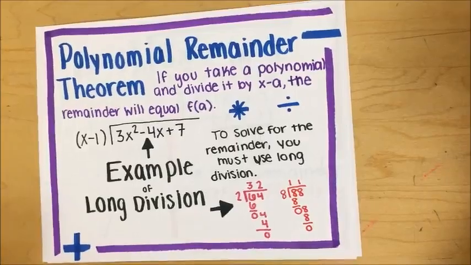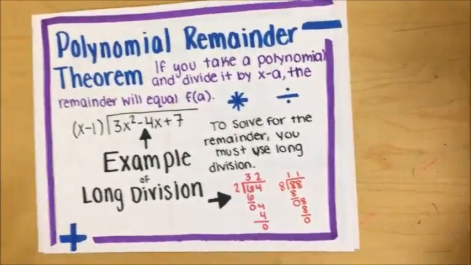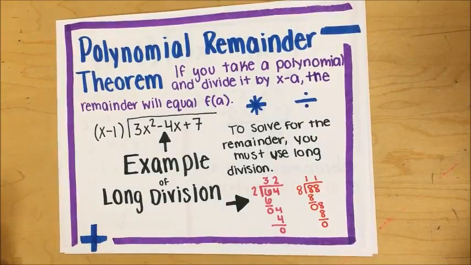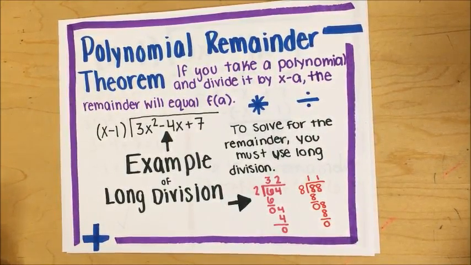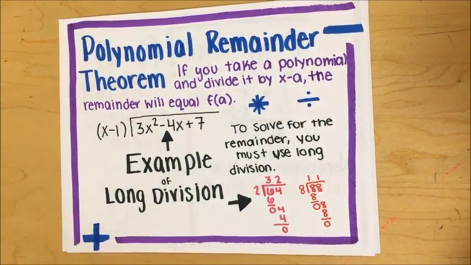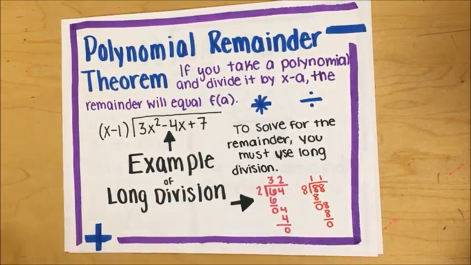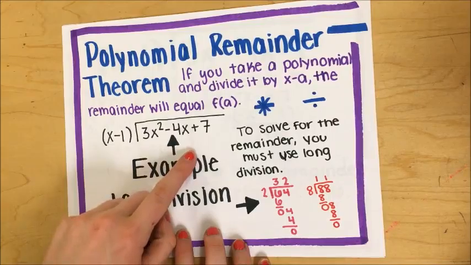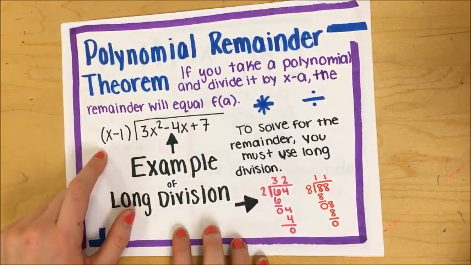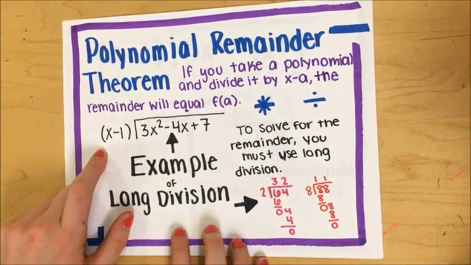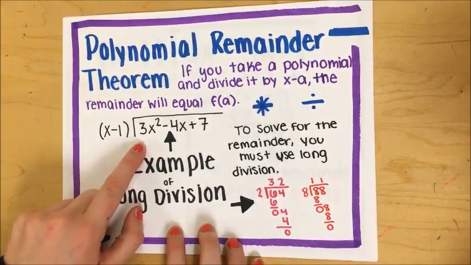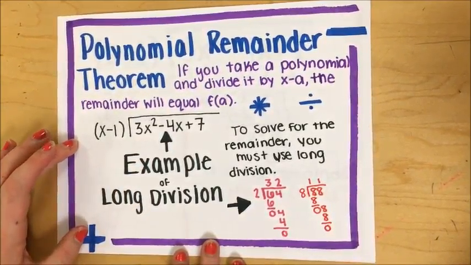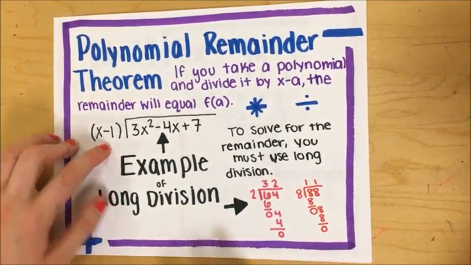The polynomial remainder theorem is if you take a polynomial and divide it by x minus a, the remainder will equal f of a. So f of x, you divide it by x minus a, and it's going to equal f of a. And then for our example, we have 3x squared minus 4x plus 7 divided by x minus 1. So if we divide 3x squared minus 4x plus 7 by x minus 1, our remainder is going to be f of 1.